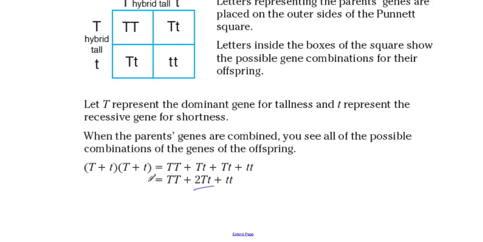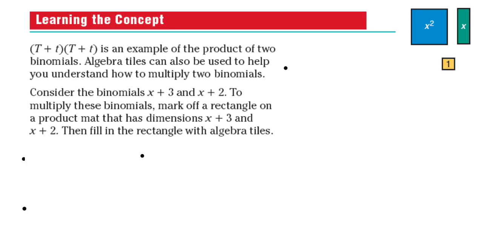So this would be the product of capital T plus lowercase t times capital T plus lowercase t. Now, how do we use this to multiply binomials? Let's find out. You have capital T plus lowercase t, which is a good example of the product of two binomials.